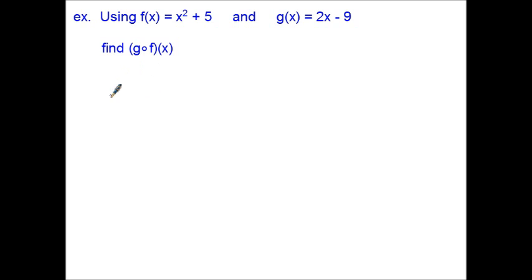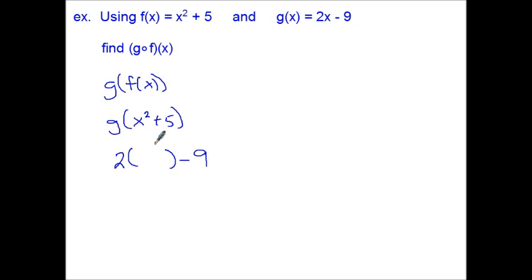But just to prove it here, I want to do g of f of x. So now I want to do g of the x squared plus 5. All that means is that into g, I want to take 2 times something or other minus 9. In this case, that something or other is x squared plus 5. Hopefully you'll quickly realize there is no way this will work out to that other thing we got a minute ago. 2x squared plus 10 minus 9, so simply 2x squared plus 1.